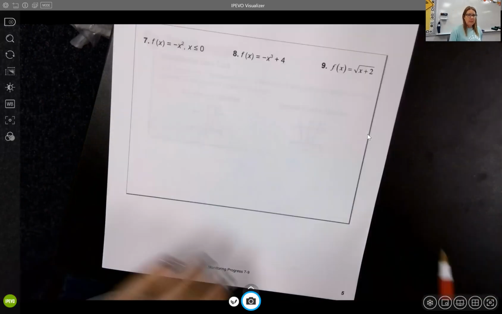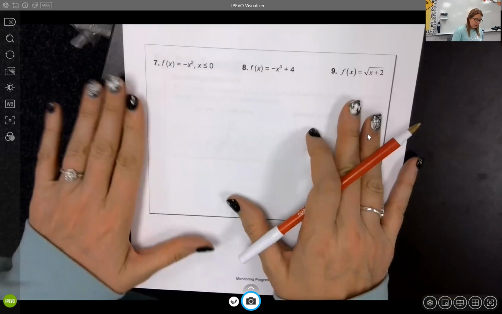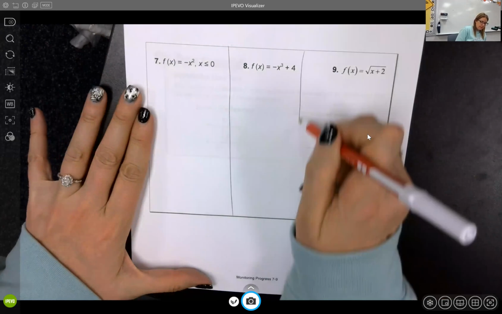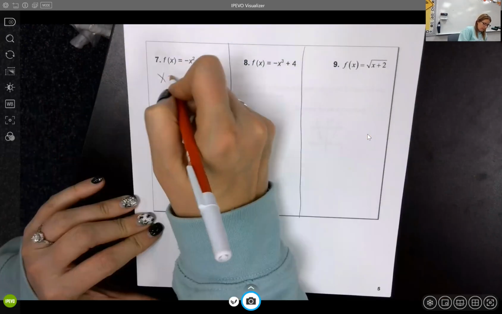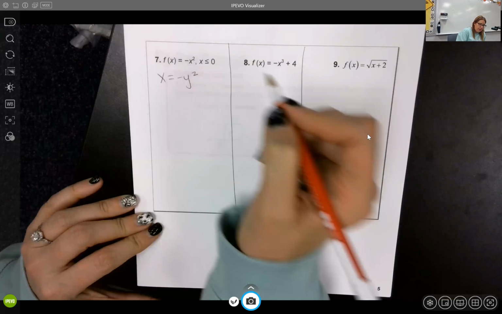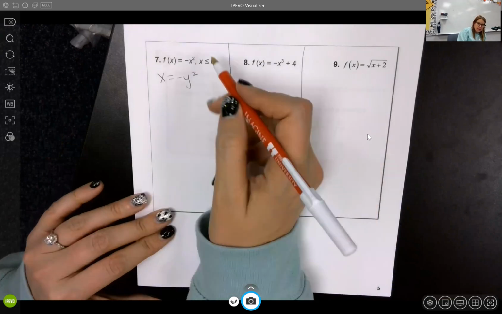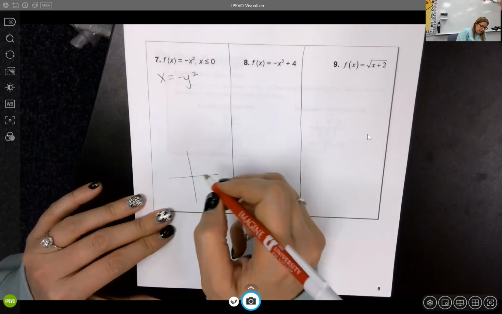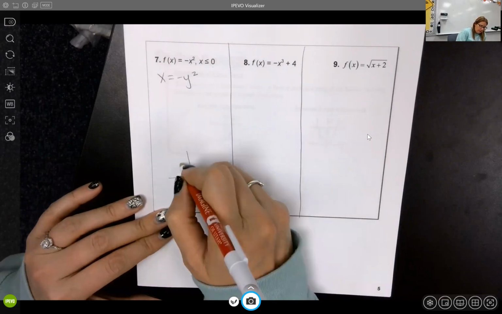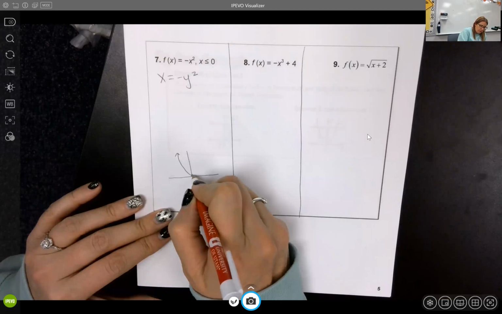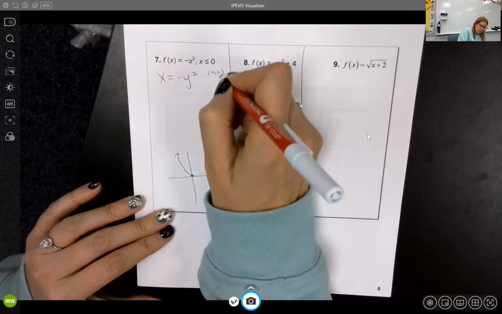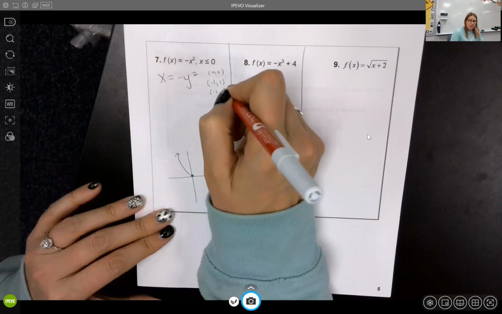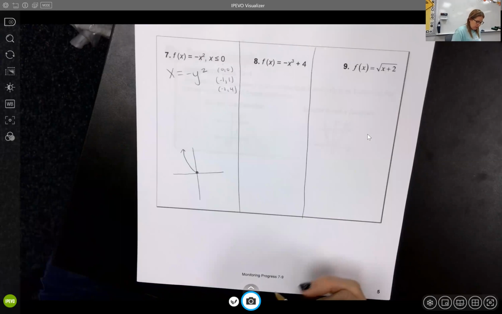Okay, sometimes we do this with nonlinear. Okay, when we have nonlinear, we're going to go through the same steps where we isolate. Okay, so y equals negative x squared where x is less than 0. So I'm just looking at this half of my x squared graph. So my points are going to be 0, 0, and then negative 1, 1, negative 2, 4. Okay, so those are going to be the points that I'm going to use for this one.